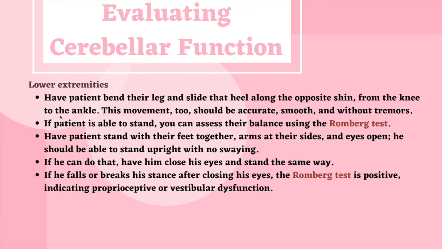If the patient is able to stand, you can assess their balance using the Romberg test. Have the patient stand with their feet together, arms at their sides, and eyes open. They should be able to stand upright with no swaying. If they can do that, have them close their eyes and stand the same way. If they fall or break their stance after closing their eyes, the Romberg test is positive, indicating proprioceptive or vestibular dysfunction.